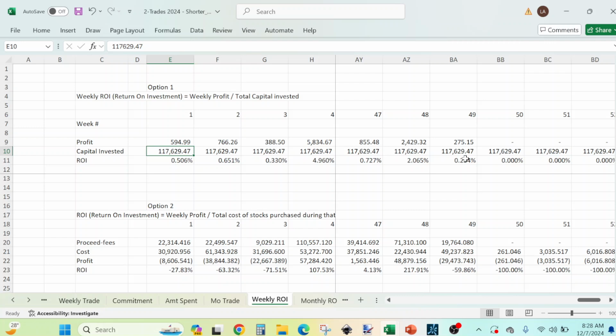Swing trading, swing trading, swing trading.